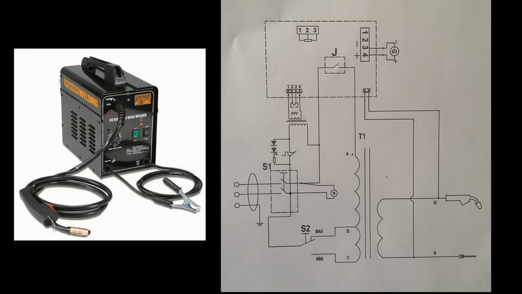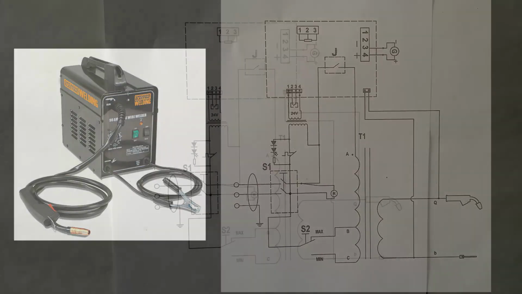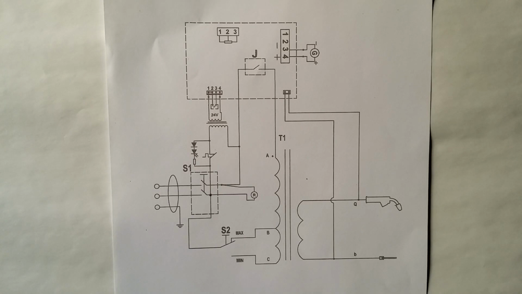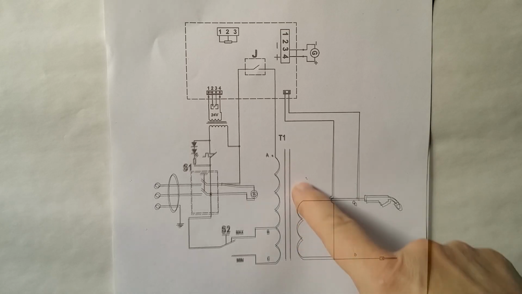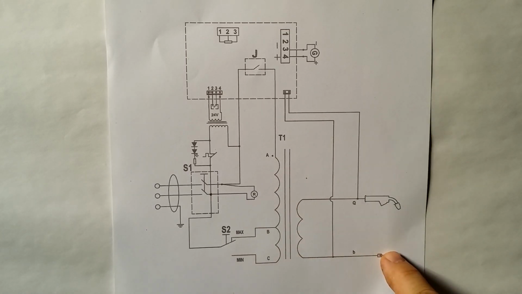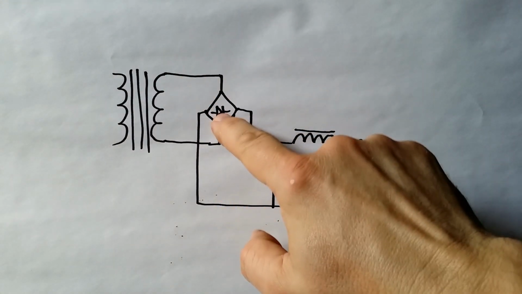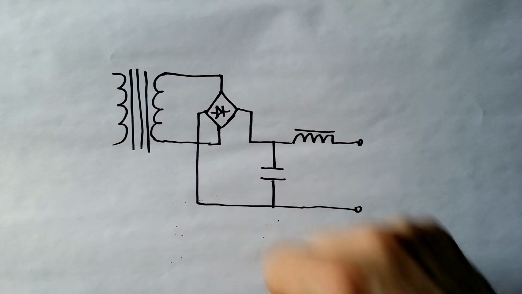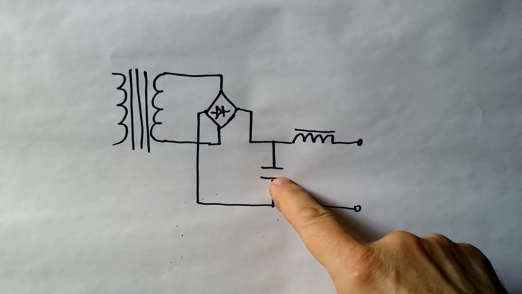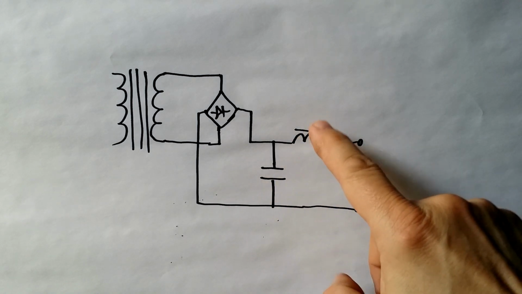My first welder was the cheapest Harbor Freight model. It was a flux core welder only. It is long gone, but I still have the schematic. As you can see, the secondary winding was going straight to the welding gun and the earth clamp. It was leaving a lot of spatter behind. There are many videos on YouTube on how to modify this welder, adding a rectifier, capacitor, and choke.